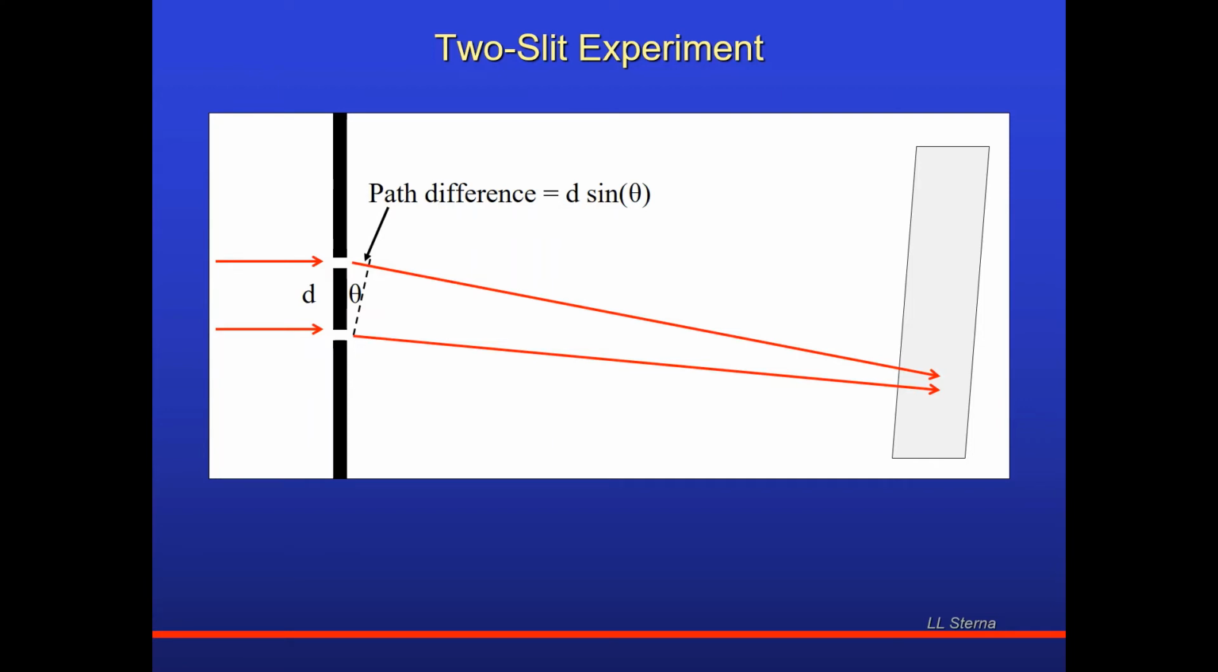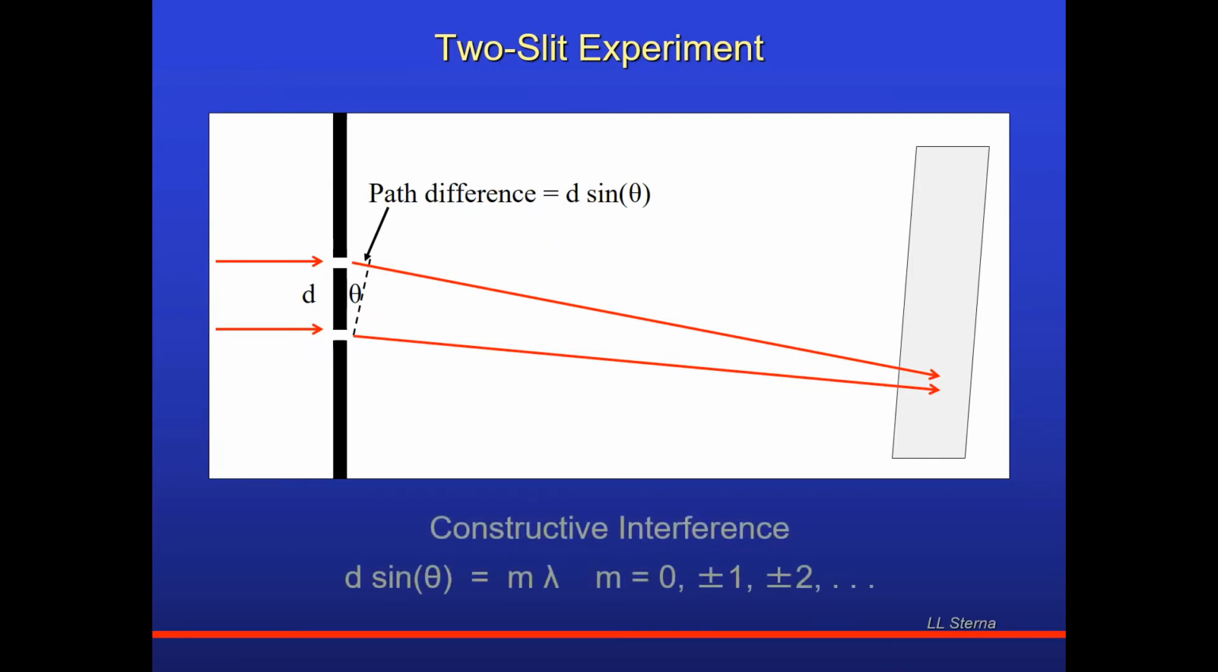Now, if we do that, here's what we could do. If we know the angle theta, we know d, then that path difference will give constructive interference if it is an integer number of lambda.